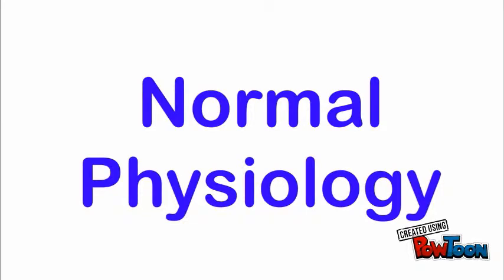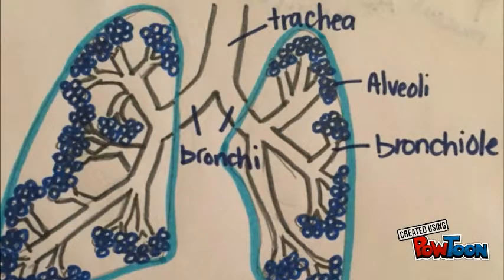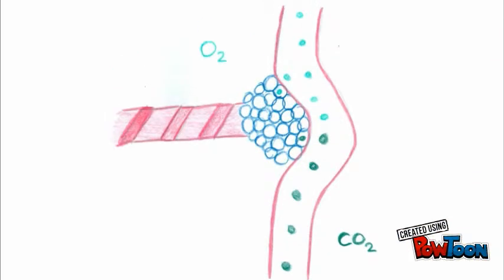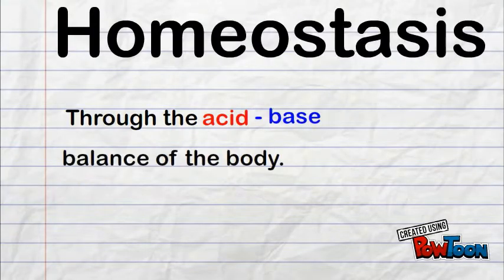Normal physiology. When air is inhaled, it passes from the nose or mouth into the trachea. It then passes through the bronchi, which branch into bronchioles, and ends in the alveoli. In the alveoli, the oxygen and carbon dioxide gas exchange takes place, and carbon dioxide is exhaled. This maintains homeostasis through the acid-base balance of the body.